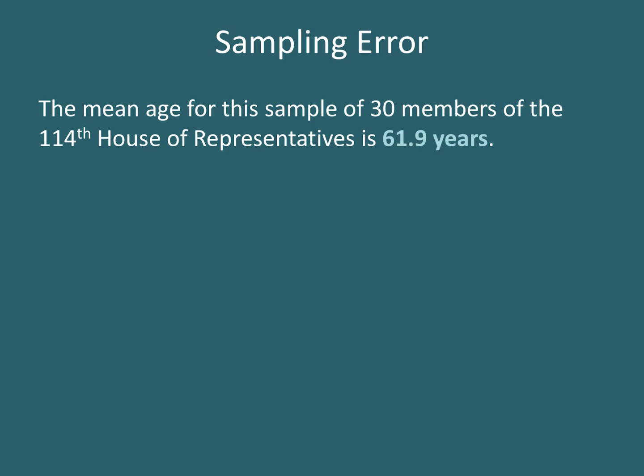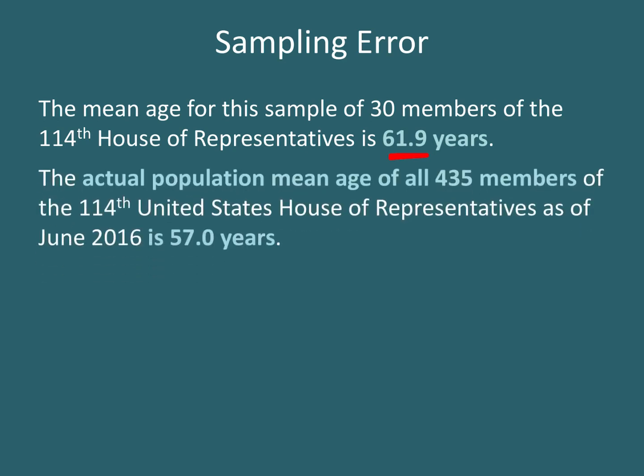Now there is a problem with sample mean, and that's called sampling error. The mean age for the sample of 30 members of the House of Representatives is 61.9. However, if we were to find the mean for all 435 members, we would see that the actual population mean is 57 years old. So clearly, we're not in agreement here fully.